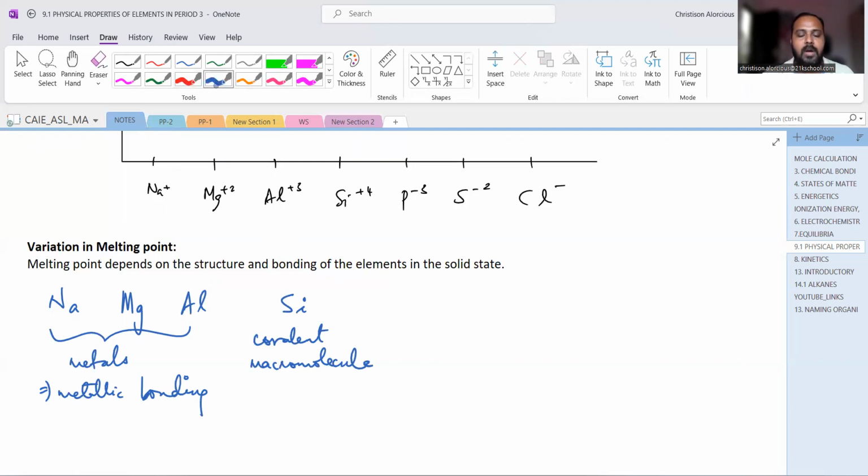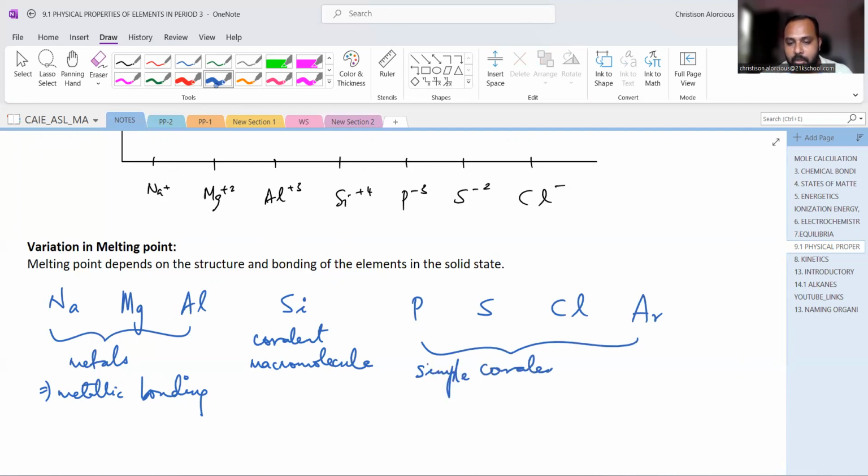Going from phosphorus through sulfur, phosphorus, sulfur, chlorine, and argon, though technically I wouldn't call argon a molecule, all of these are simple covalent molecules. So the structure itself is different. The bonding that's found in the different elements is different.